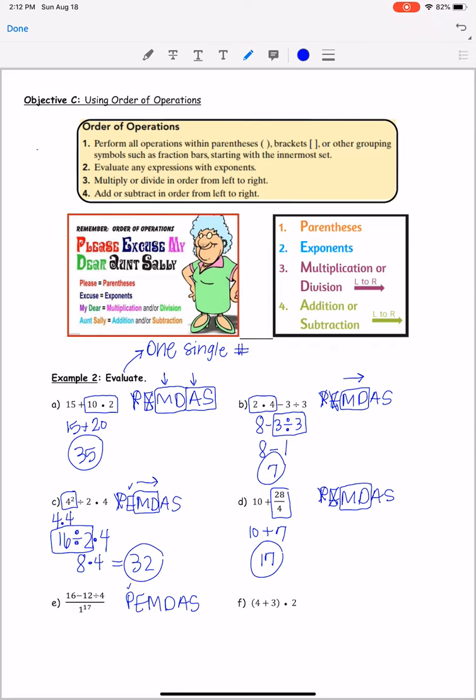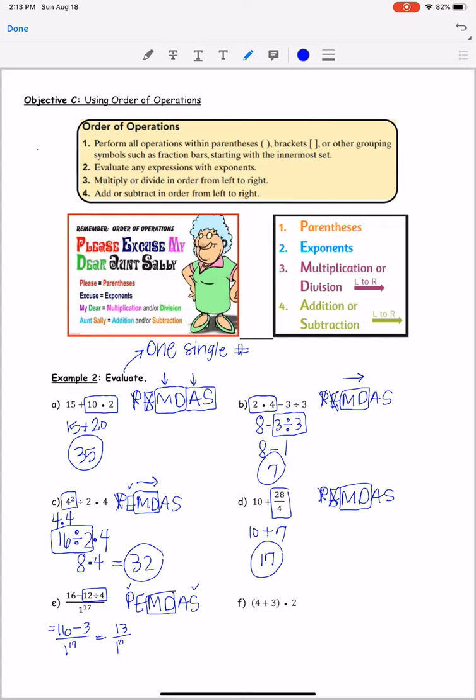So on the top, we have no parentheses. On the top, we have no exponents. But on the top, we do have some multiplication and or division. So I need to divide this right here first. So it means I've got 16 minus 12 divided by 4 is 3. And that's all over 1 to the 17th power. So now we have some subtraction. 16 minus 3 gives me 13.